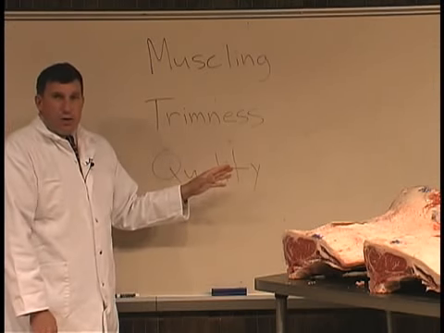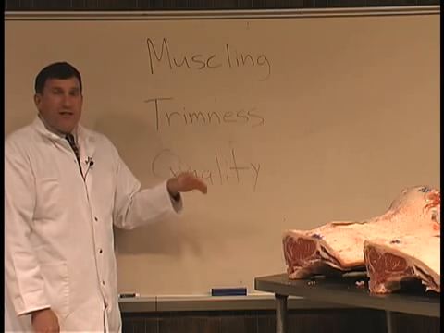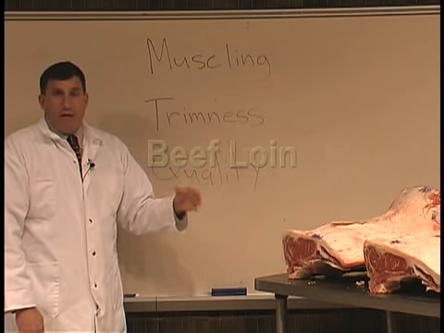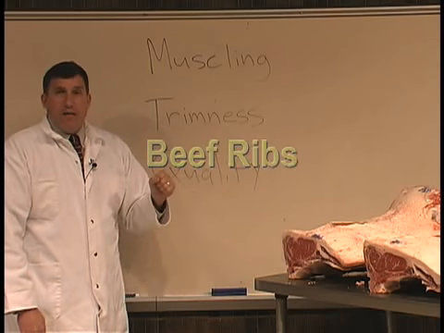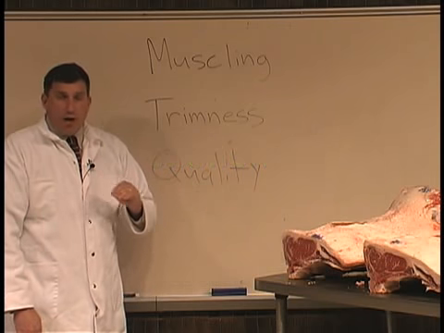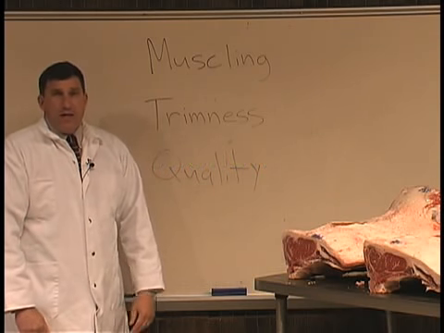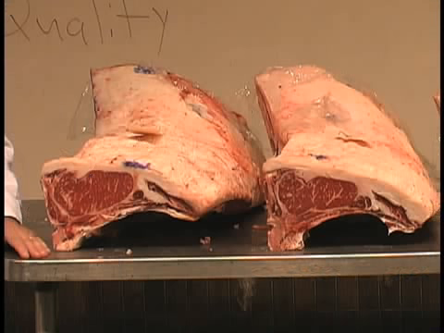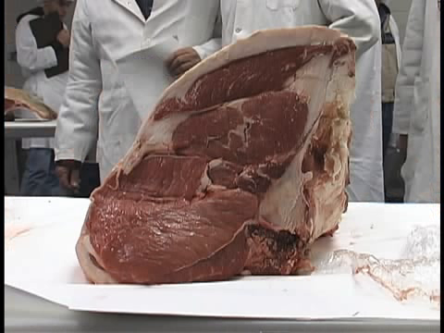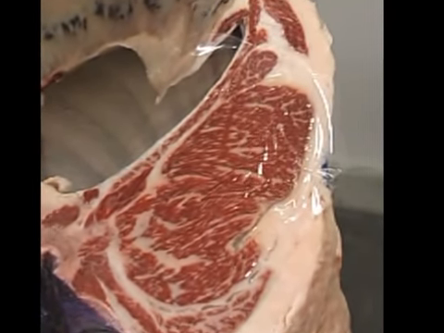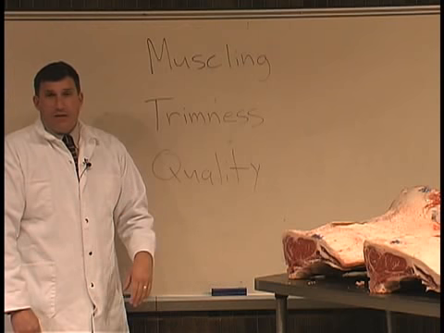The third factor that we're going to look at is quality. In some cuts, that's extremely important, for example, beef carcasses, beef loins, beef ribs, and beef wholesale short loins. In all of those cuts, it's extremely important to look at quality first and then evaluate muscling and trimness. When we talk about quality in any cut, there are really three primary things that we're going to look at. We're going to look at color, we're going to look at firmness of the lean, and then finally we're going to look at marbling, maybe in a different order depending on the cut.